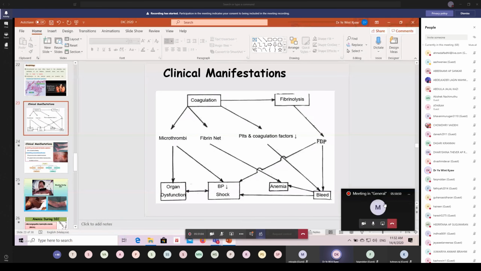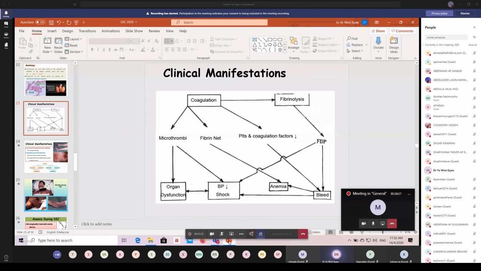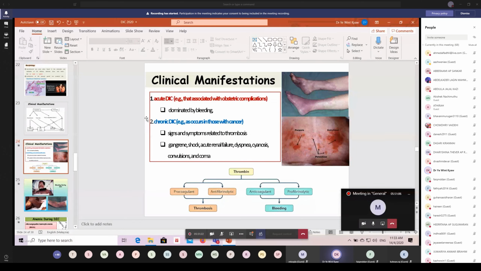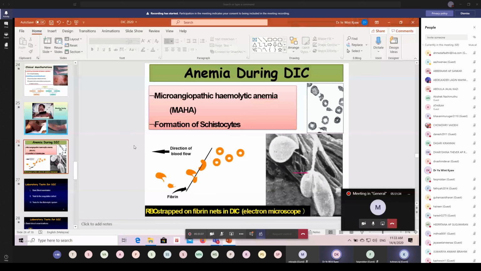So, clinical features. Acute DIC and chronic DIC. Acute DIC has bleeding manifestations. Chronic DIC is quite rare, while acute DIC is quite common. Chronic DIC presents with thrombosis. This can cause renal failure and coma. DIC is quite serious, usually fatal. Anemia type is MAHA, microangiopathic hemolytic anemia.